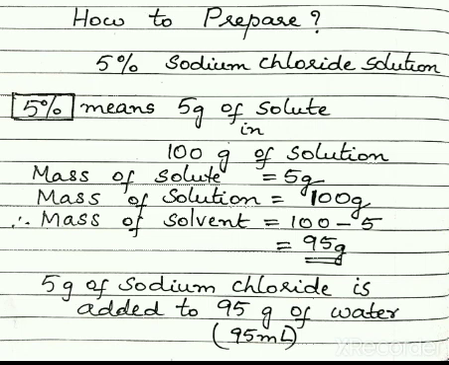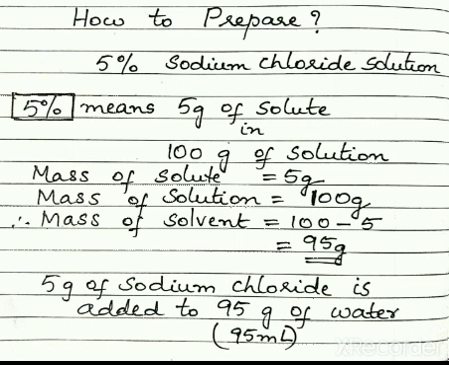So what is the mass of the solute? It is equal to 5 gram. What is the mass of the solution? It is equal to 100 gram. So how can you find the mass of solvent? You are given the mass of solution and you know the mass of solute. So how can you calculate the mass of solvent? Mass of solution minus mass of solute. So here in this case 100 minus 5. That will give you 95 gram. So 95 gram is the mass of the solvent.